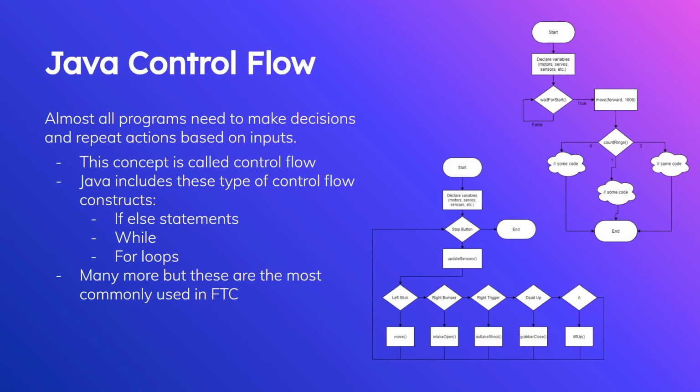Programs aren't just strictly running on their own. They have to make decisions as well. They need to repeat actions based on inputs. And this concept is called control flow.